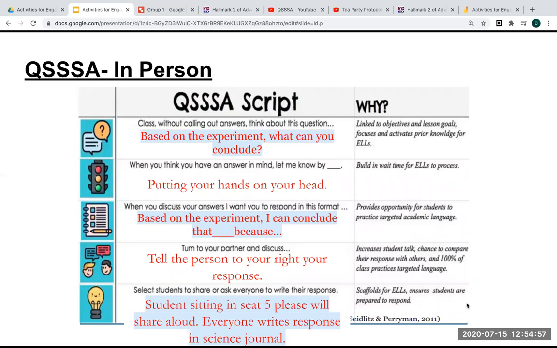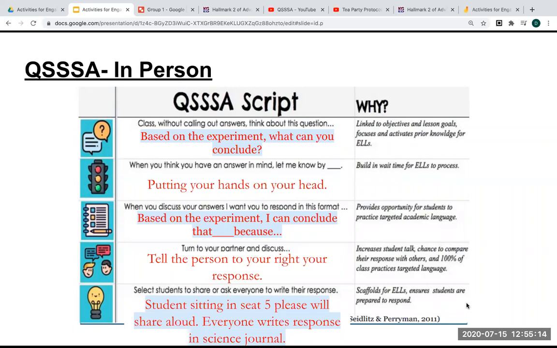In person, it would be just as the video had described, where you have that open-ended question. So maybe at the end of an experiment, you would say, based on the experiment, what can you conclude? And the signal may be to put your hands on your head, give students that stem using that academic language. So, based on the experiment, I can conclude that.